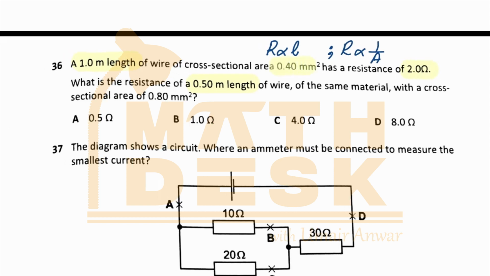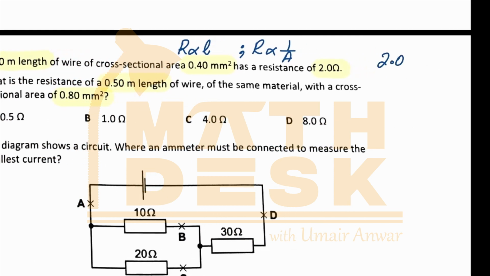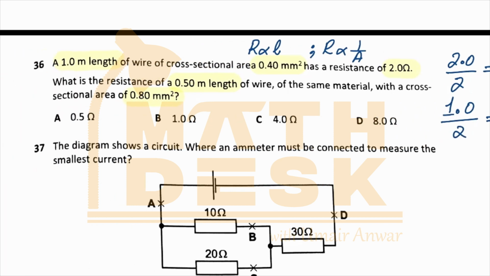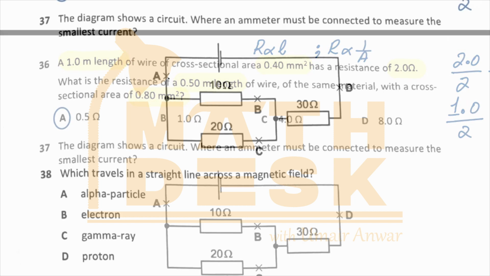Similarly, the area initially was 0.40 and it is being doubled. So when the area doubles, the resistance halves. So it means that because of length, it would be halved. So it would become 1.0 ohms, and because of area, it would again halve. So it would become 0.5 ohms. So A would be the correct option here.